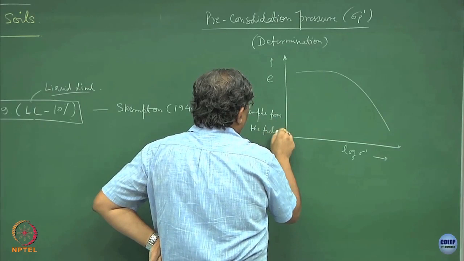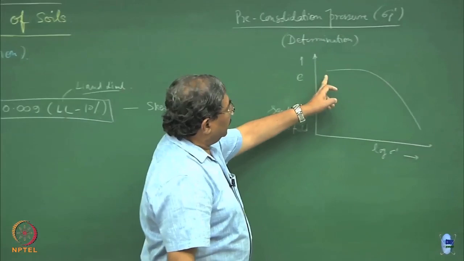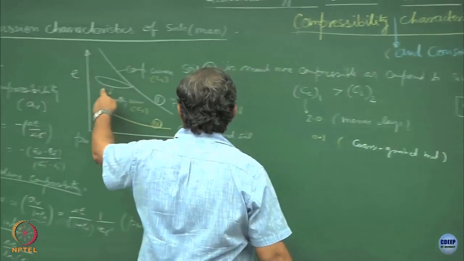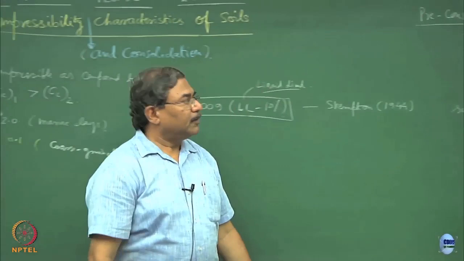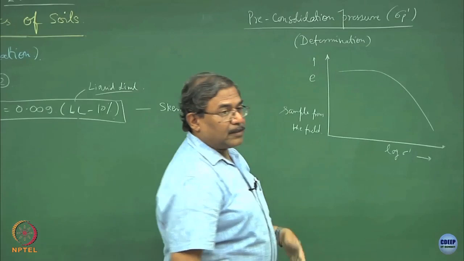This flat portion resembles your swelling curve or recompression curve, because of the preloading which the system has already been exposed to. This sigma p prime is the pre-consolidation pressure, and the question is how to obtain it. This method was given by Casagrande.